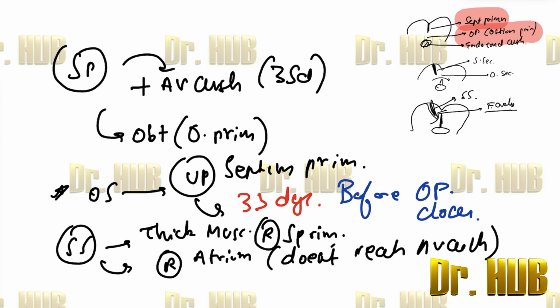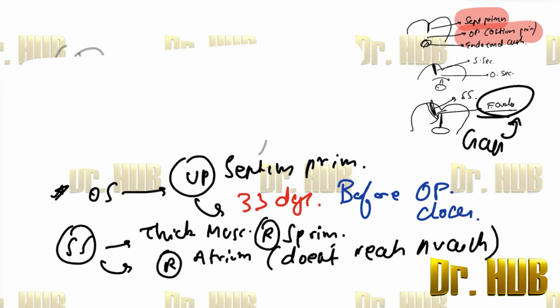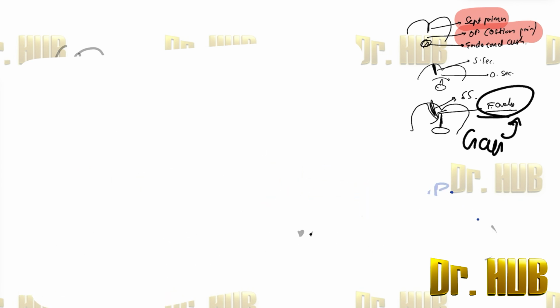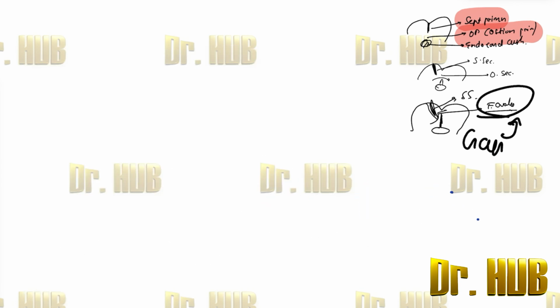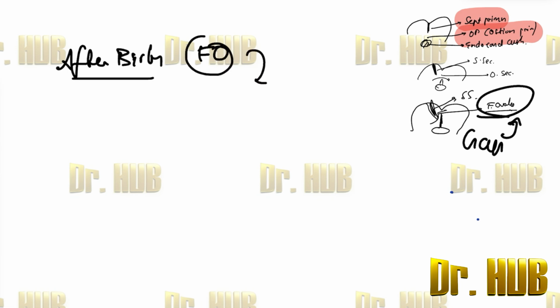And the gap between the two septa is known as the foramen ovale. So the gap between them is nothing but the foramen ovale. After birth, the foramen ovale, that is the FO, gets obliterated, and this obliteration is by the fusion of the septum primum with that of the septum secundum.